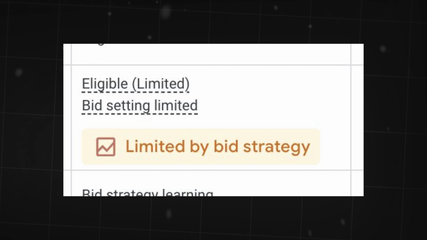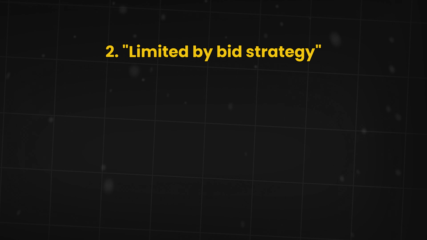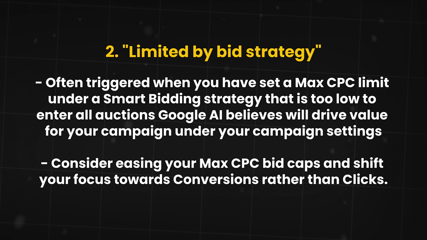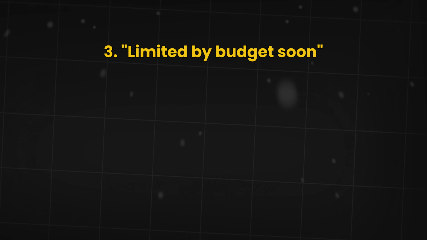Second, limited by bid strategy. This is often triggered when you've set a maximum CPC limit under smart bidding strategy that's too low to enter all the auctions Google AI believes will drive value for your campaign. In this case, I'd recommend easing your maximum CPC bid caps and, in general, shifting your focus towards conversions rather than clicks.